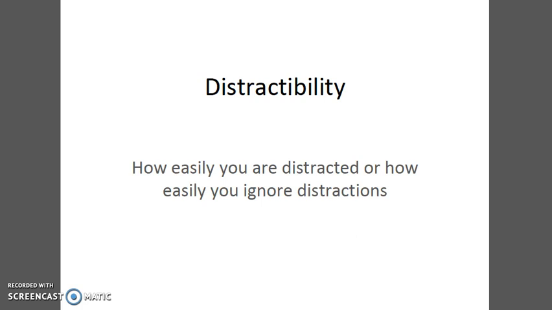Distractibility is how easily children are distracted or how easily they are able to ignore distractions. This can be measured by looking at how easily a child is distracted from an activity or how long they can stay focused without being distracted.